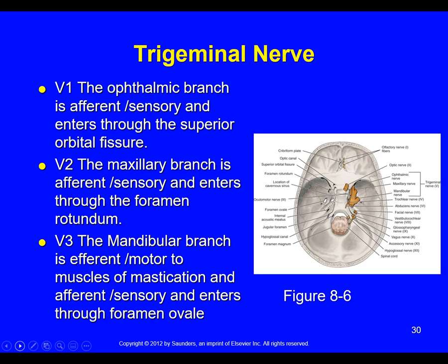The trigeminal nerve has these three different branches, and they come through three different areas. So V1 is the ophthalmic branch. It is a sensory branch coming through the superior orbital fissure. V2 is the maxillary branch, another sensory branch or afferent entering through the foramen rotundum. And then the V3, the mandibular branch, is motor to the muscles of mastication, so an efferent branch. And then it's afferent or sensory and enters through the foramen ovale. The sensory portion goes to the mandibular teeth and areas around the teeth.